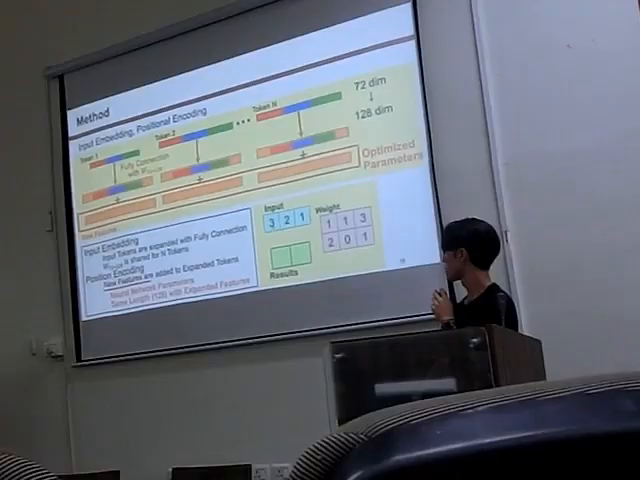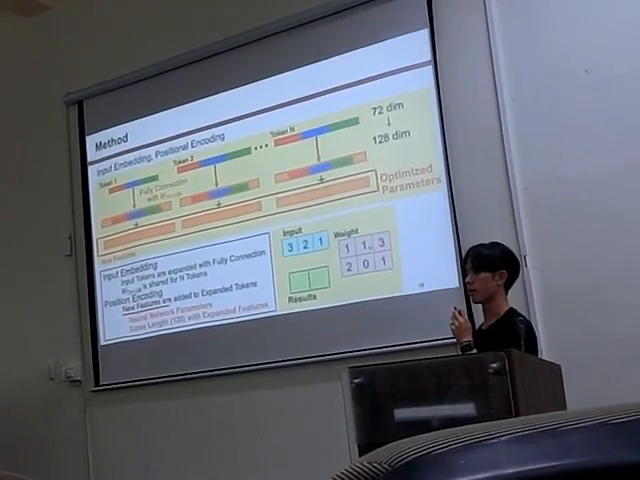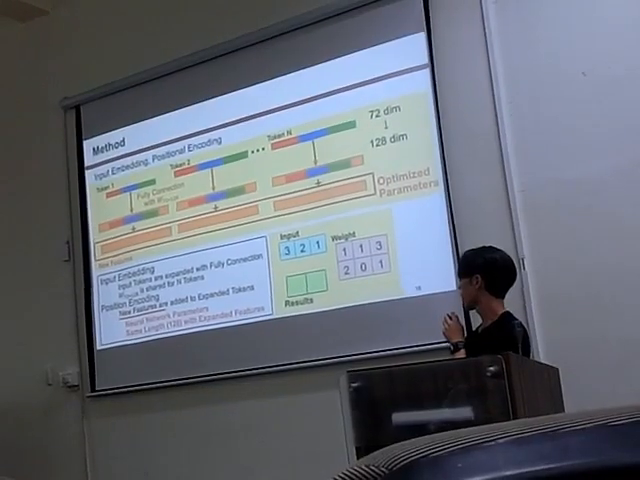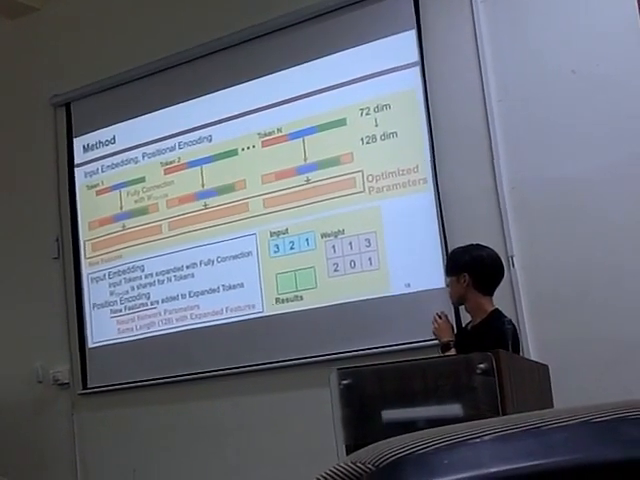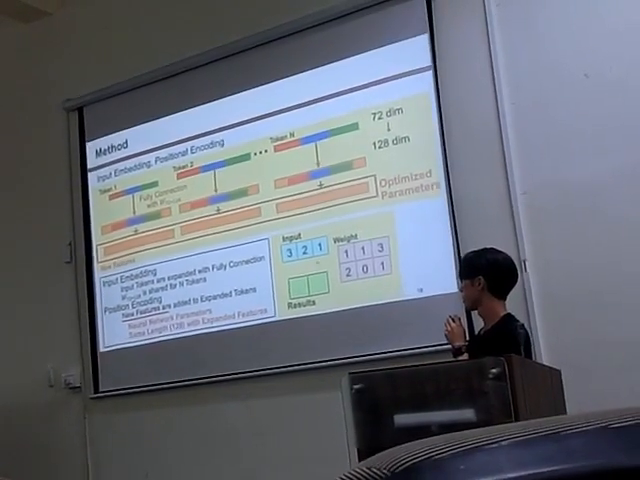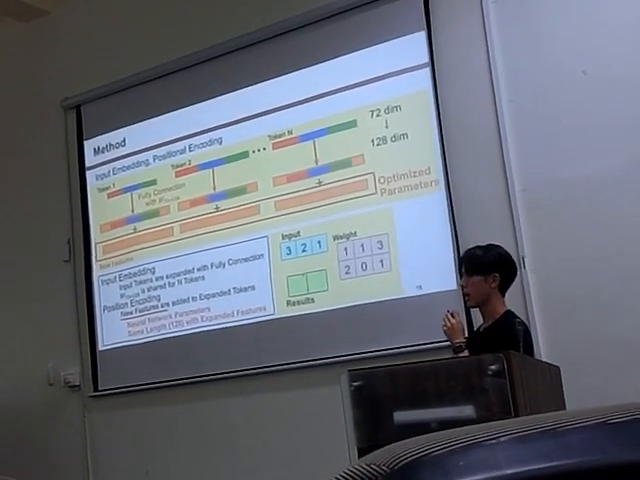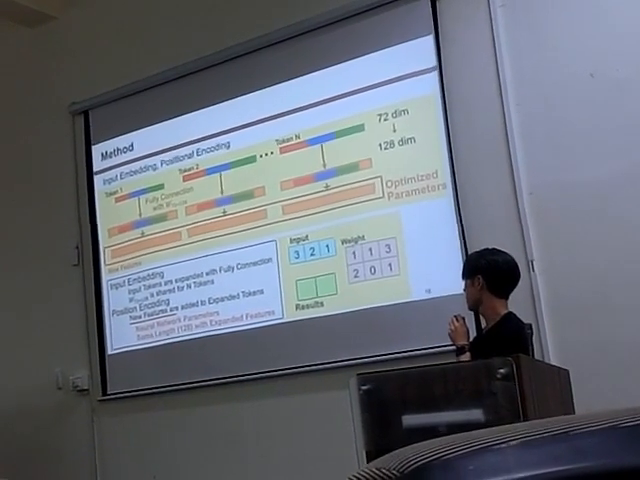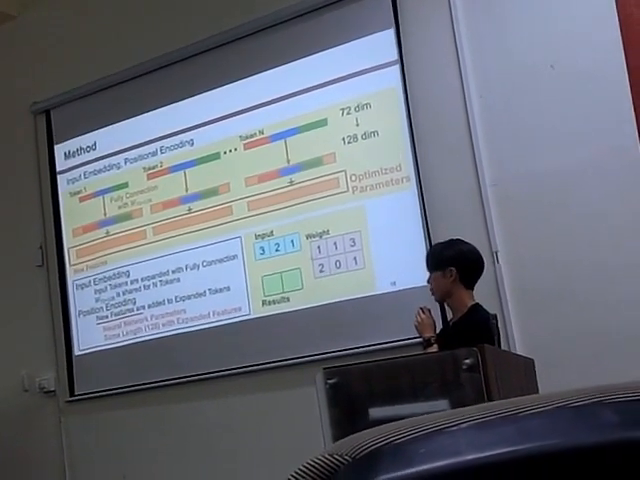Here I show the Fourier collection method. This Fourier collection example is a 3 to 2 Fourier collection. So then there are 3 by 2 parameters and weights.